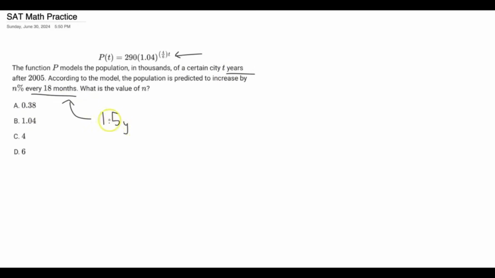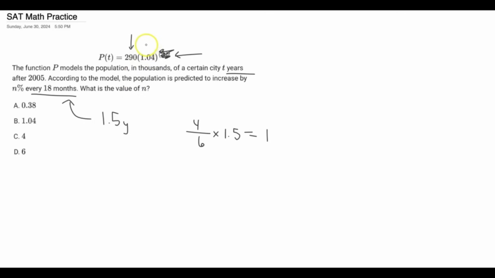And so now what we can do is just plug 1.5 into our equation, and it's actually funny because 4/6 times 1.5 gives us 1, right? So in reality, when we raise the 1.04 to a power of something, we're raising it to a power of 1. And so this is all non-negligible when we're doing this calculation. 290 is our constant, so we start off with 290,000 as our population.